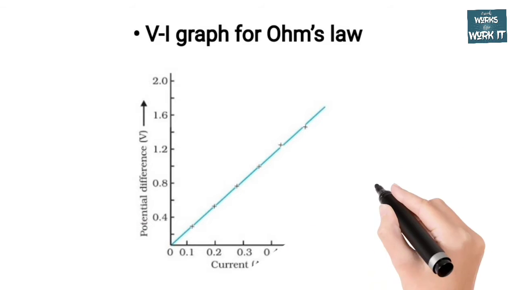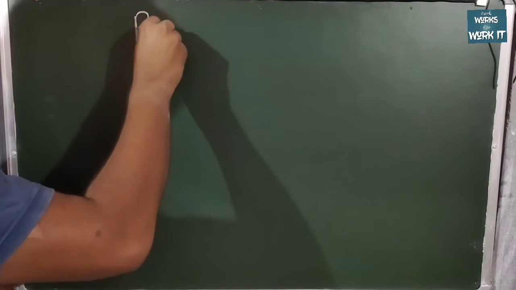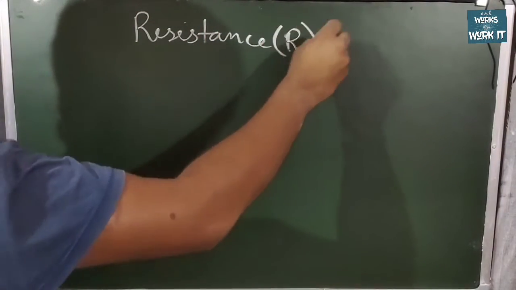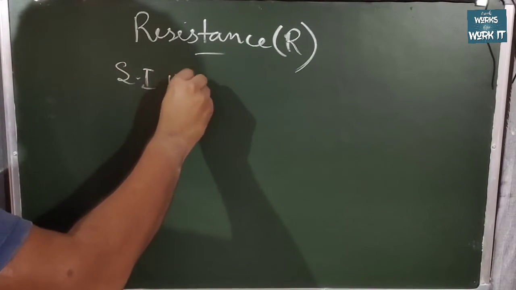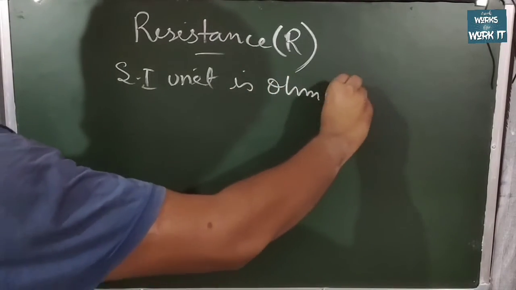So let's see the graph of Ohm's law. We can see here potential difference is directly proportional to the current. The higher the current, the higher the potential difference will be, and the lower the potential difference, the lower the current will be. So that constant is our resistance. Resistance is symbolized as R. Its SI unit is ohm, and is denoted by the symbol omega.